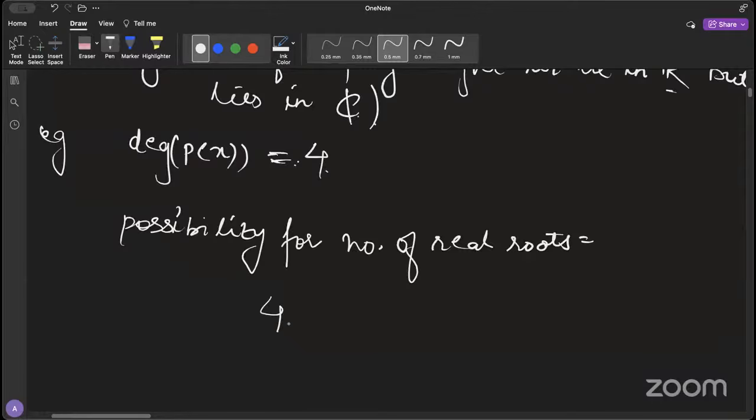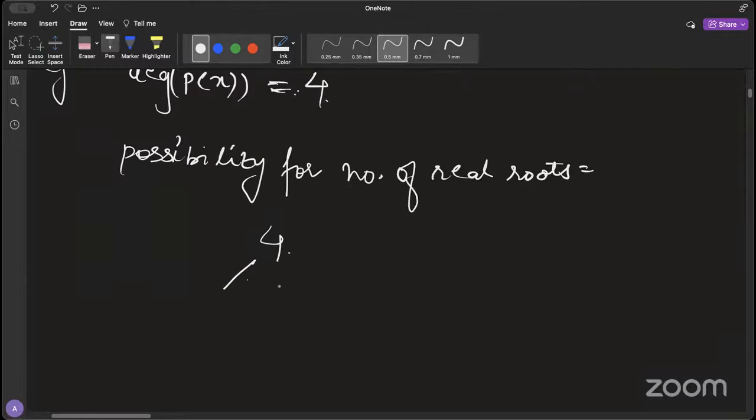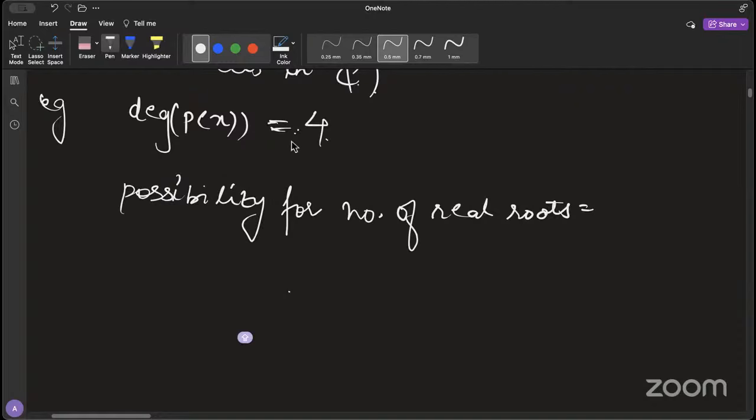You have 4 roots, out of which if you take one real root, let's start from 0. Can I have 0 real roots for a polynomial with degree 4? That would mean that all the roots are complex. Is that possible? Can you have 4 complex roots for a polynomial?